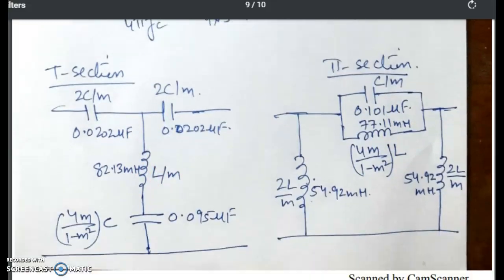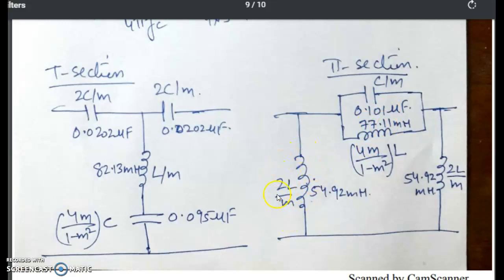Similarly, this capacitance is equal to 4m upon (1 minus m square) into C. We have found m and C. From there, this capacitance is equal to 0.095 microfarad. Similar is the case with the pi section. This capacitance is equal to C upon m. This inductance is equal to 4m upon (1 minus m square) into L. We have found the values of m, L and C. From there, the value of this capacitance comes to be 0.101 microfarad and inductance comes to be 77.11 millihenry.